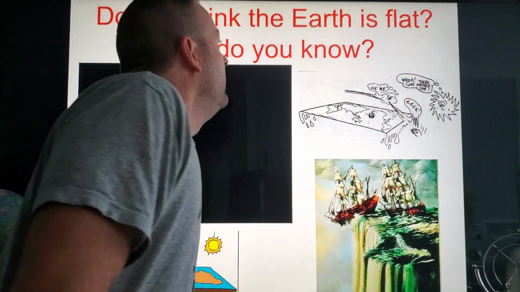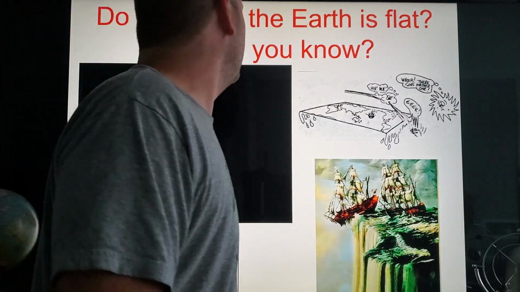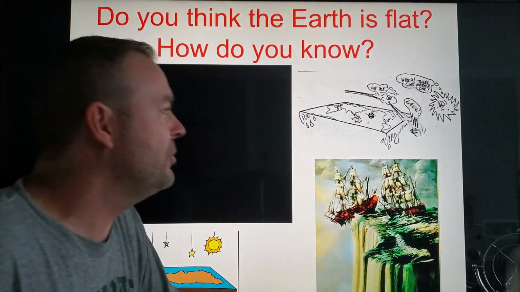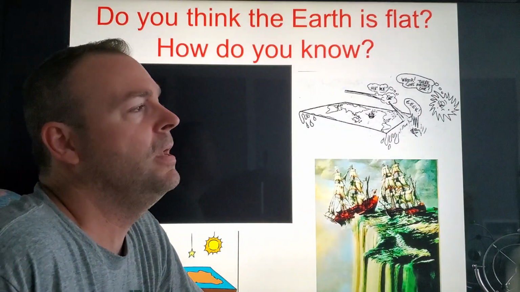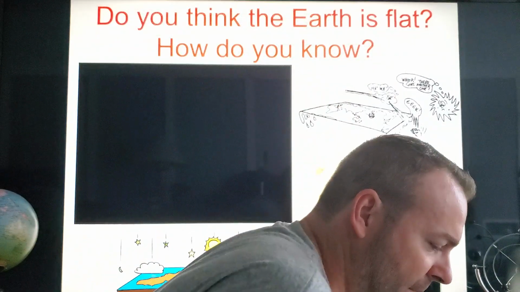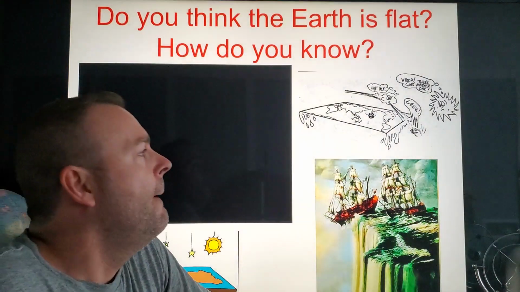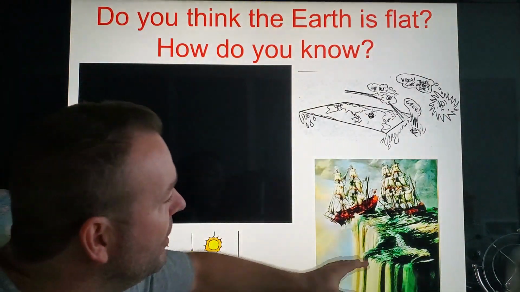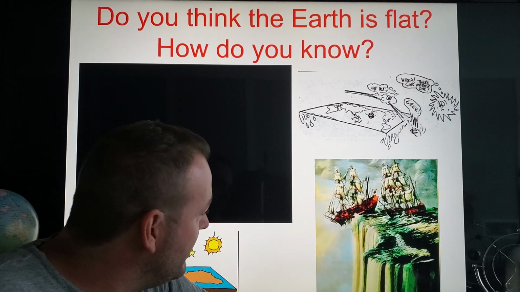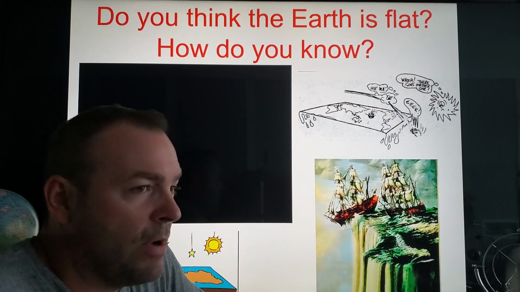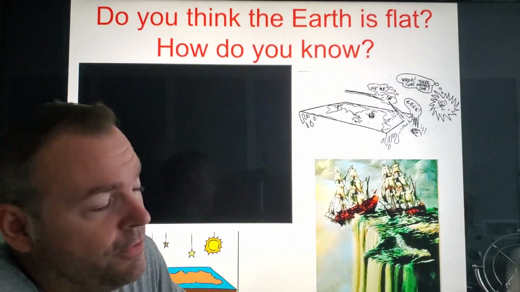Okay, so do you think the Earth is flat? How do you know? You've all heard the stories of ships that never came home, right? Never returned. So the idea is, well, maybe they fell off the Earth, right? And these old pictures developed where the Earth must be flat, because the only reason that a ship wouldn't come back, or probably anyway, is because it fell off the Earth.